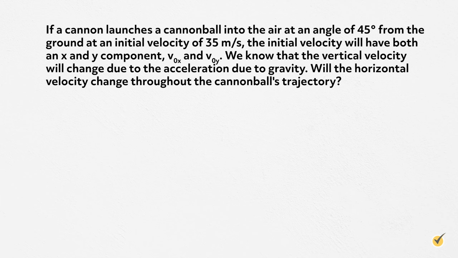Number 2. If a cannon launches a cannonball into the air at an angle of 45 degrees from the ground at an initial velocity of 35 meters per second, the initial velocity will have both an x and y component, v0x and v0y. We know that the vertical velocity will change due to the acceleration due to gravity. Will the horizontal velocity change throughout the cannonball's trajectory?